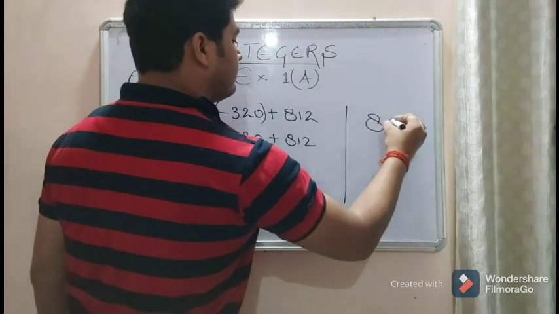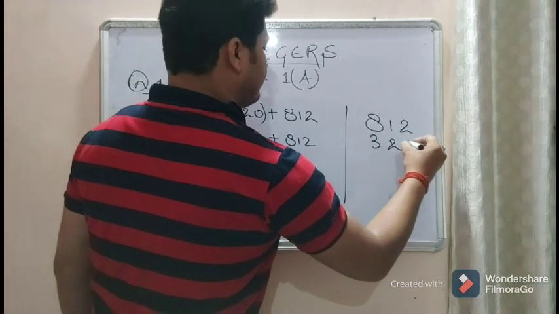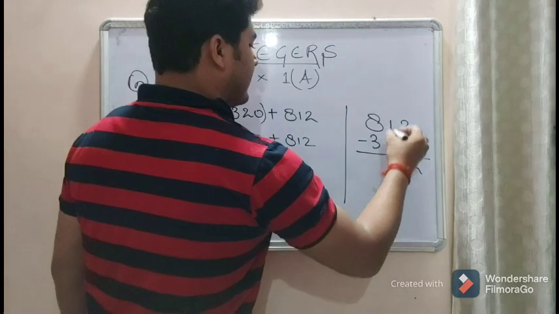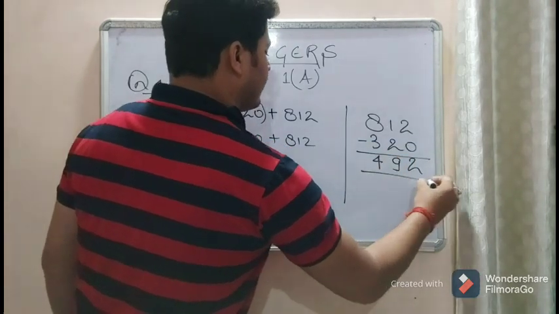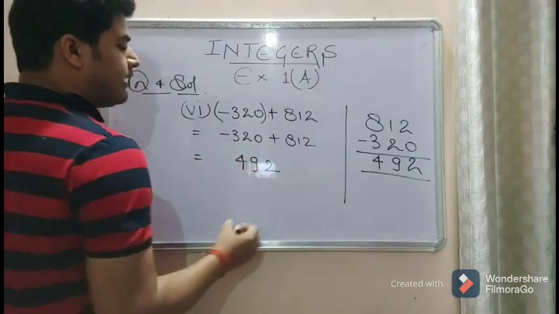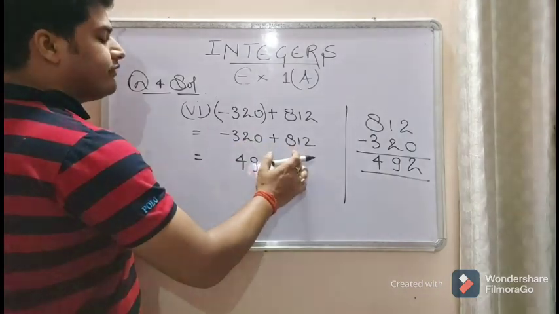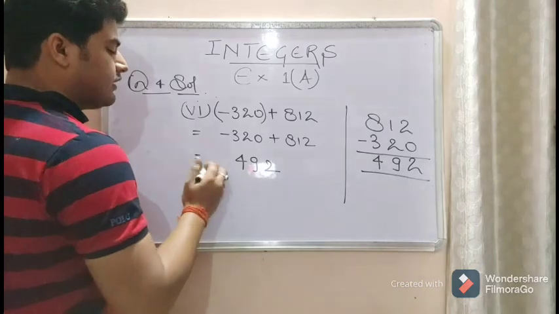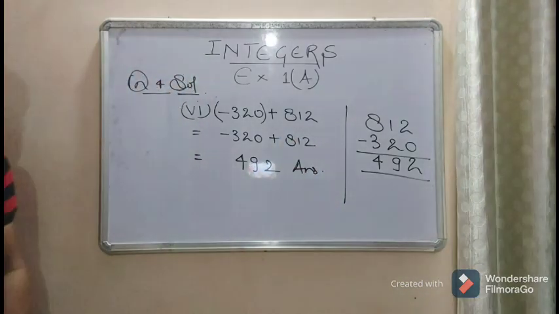So we write the bigger number. The bigger number is 812. The smaller number is 320. We will subtract it. So 2, 1 carry 11 minus 2, 9, 7 minus 3, 4. 492. And the bigger number, which of the two is bigger? 812. So what is its sign? Plus sign. So the answer will also have the same sign, that is the plus sign. We do not write the plus, so 492.